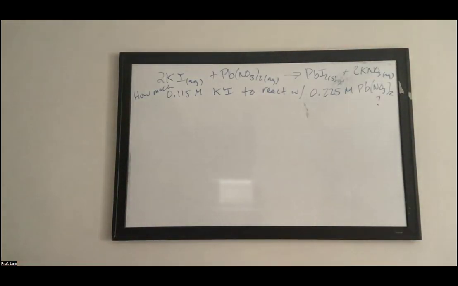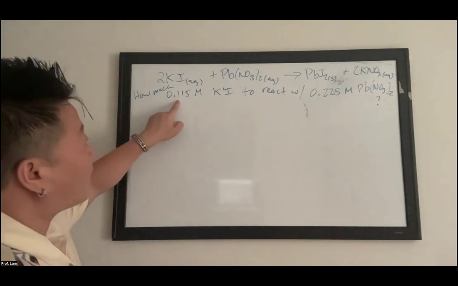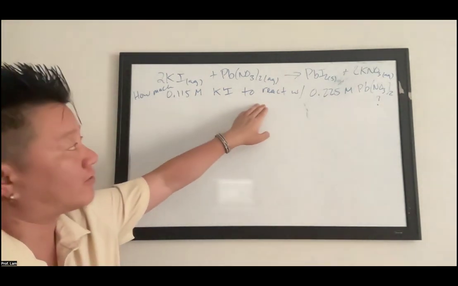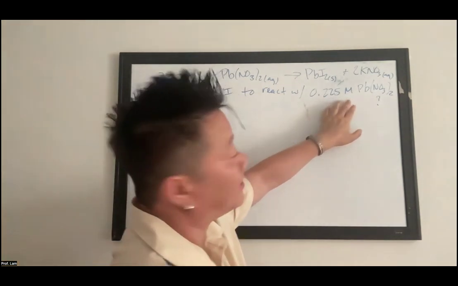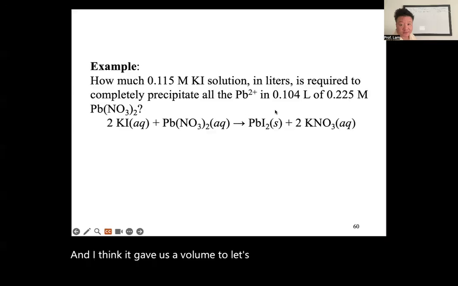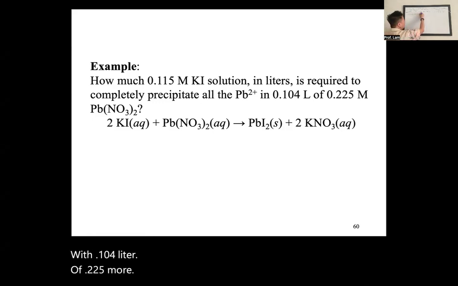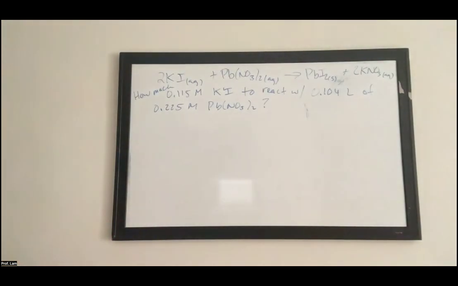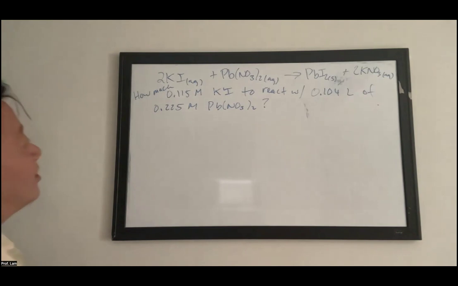So how much of a 0.115 molar KI to react with a 0.225 molar, oh, and I think it gave us a volume too. Let's see. Yes. With 0.104 liter of 0.225 molar Pb(NO3)2.